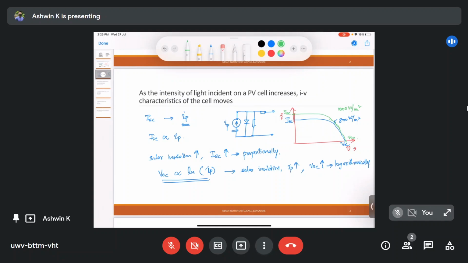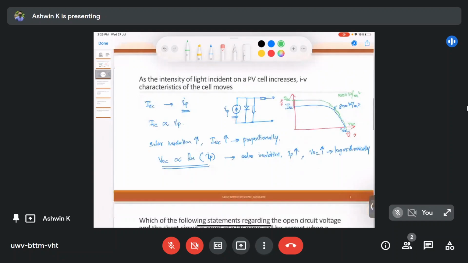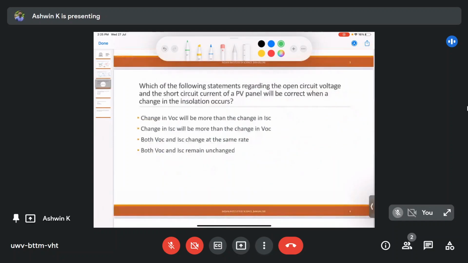Let's move on to the third question. The third question is: which of the following statements regarding the open circuit voltage and the short circuit current of a PV panel will be correct when there is a change in insolation? It's pretty much a similar question. We have already seen that with respect to insolation, our short circuit current ISC is directly proportional to the photocurrent. However, VOC is directly proportional to the logarithm of the photocurrent, where photocurrent is directly a function of insolation.